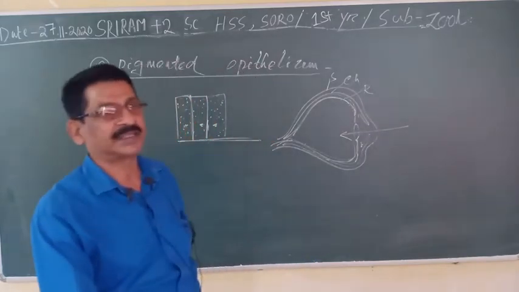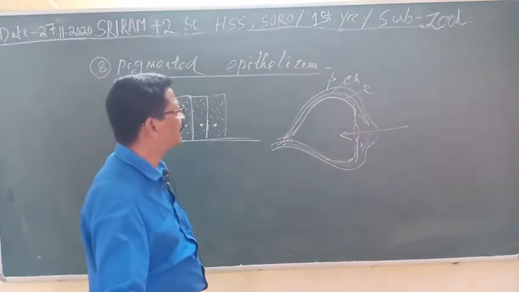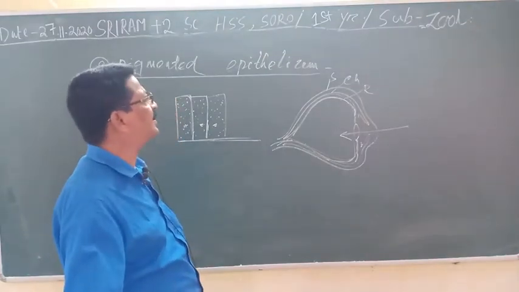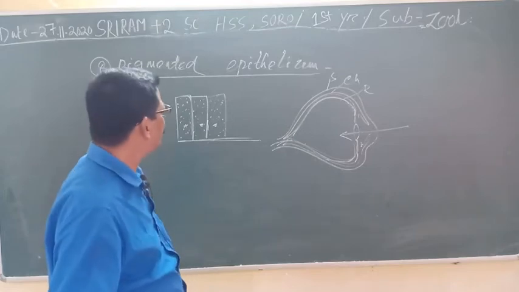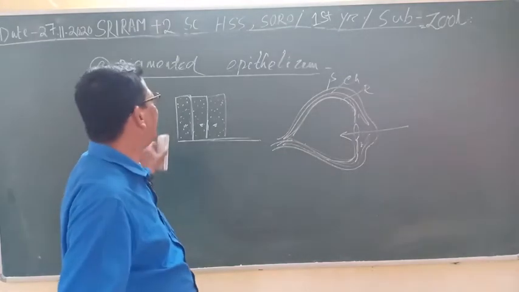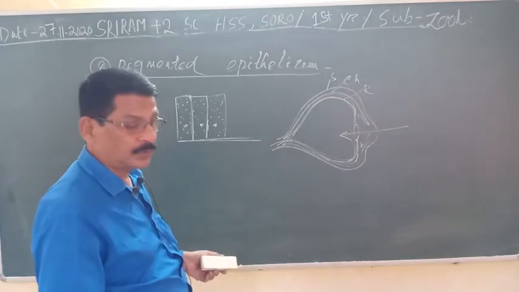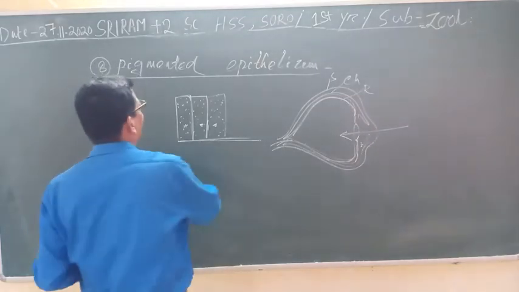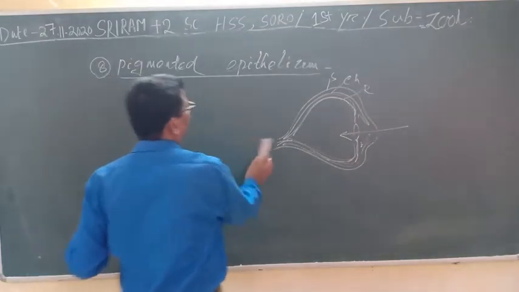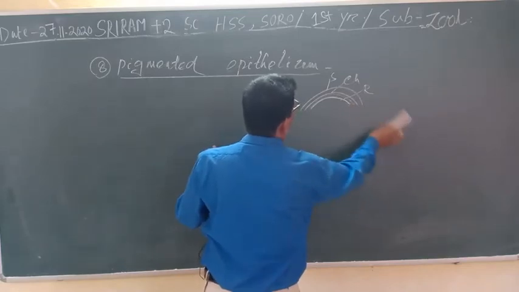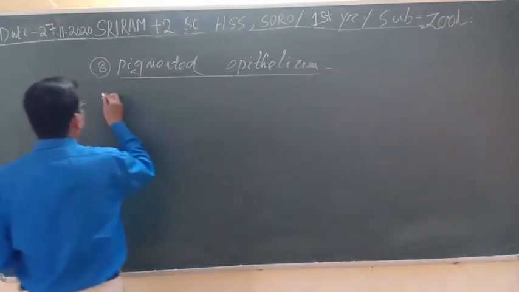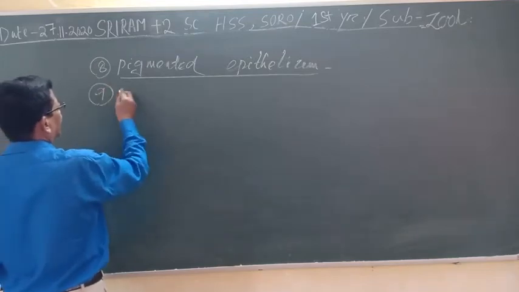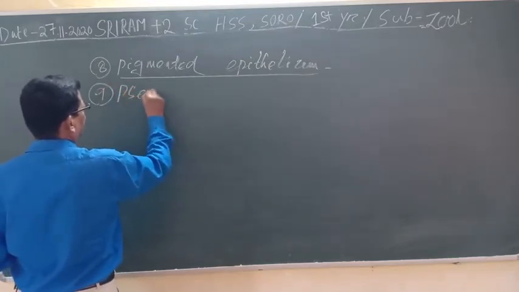So this is called the pigmented epithelium, and the pigmented epithelium is also present in other regions. Clear? So this is all about the pigmented epithelium. Then you come to the pseudostratified epithelium, the last one of the simple epithelium.